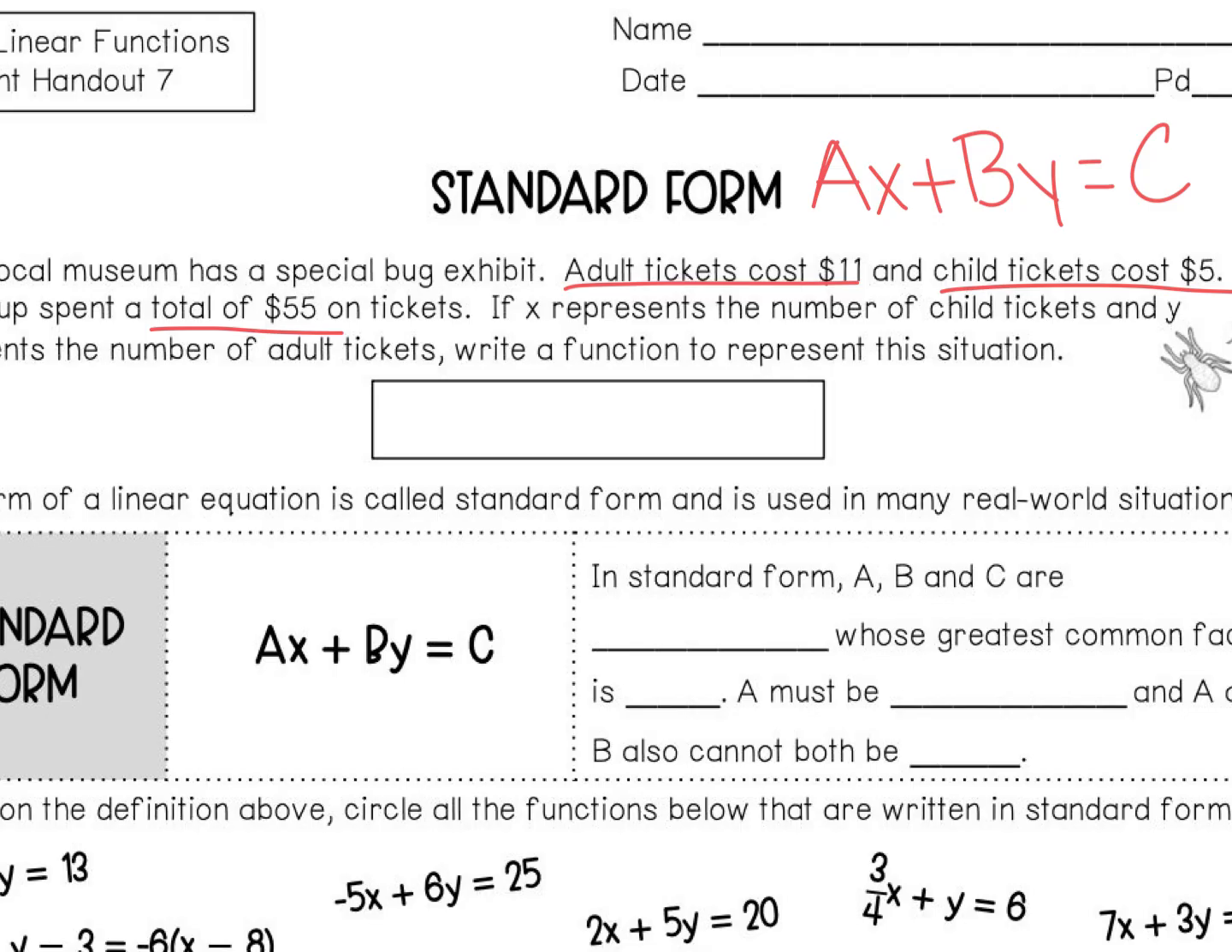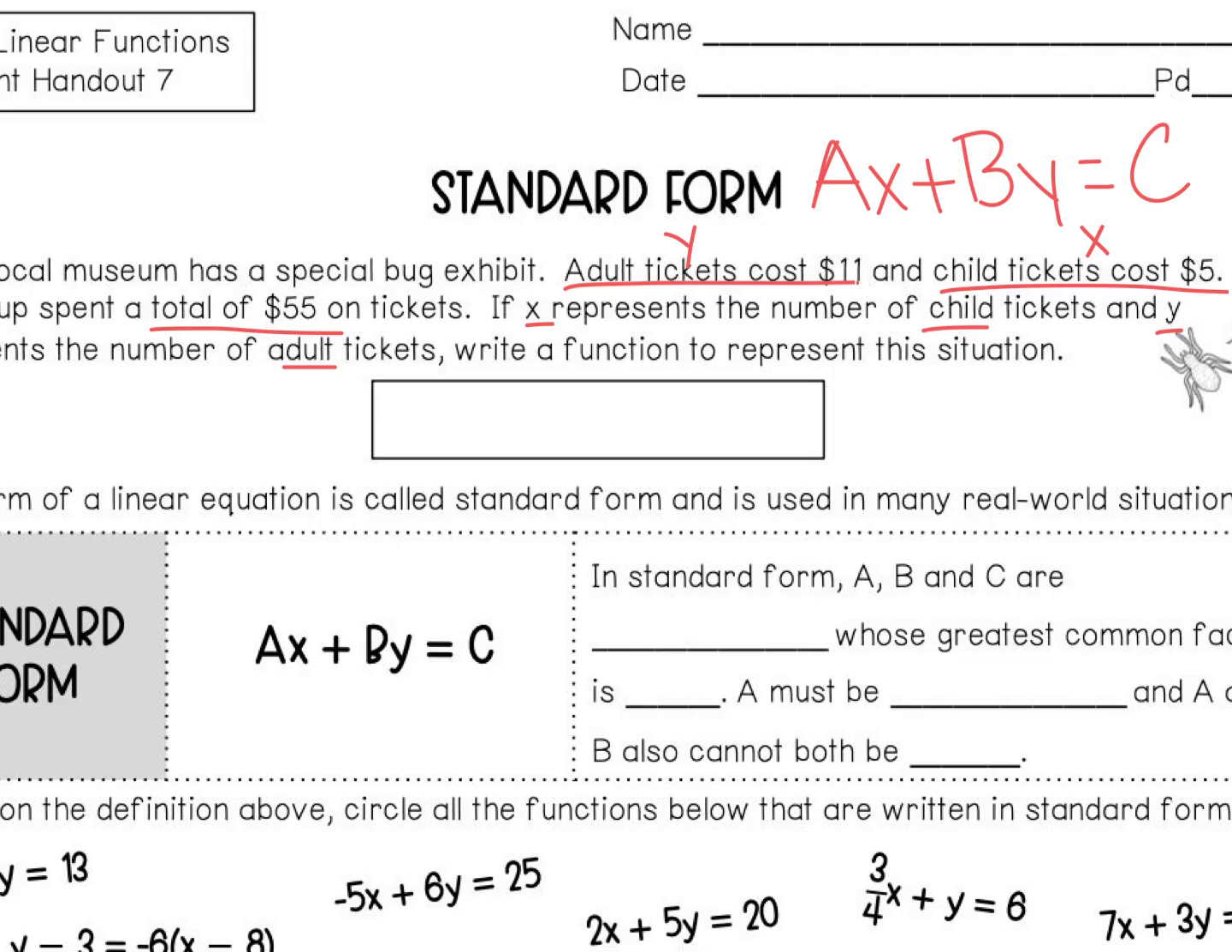X is the number of child. This is important, right? So I'm going to put an X over here. And Y is adults. So I'm going to put a Y here. Because sometimes the way they write this, the first one is not always X. So you really need to pay attention to that labeling that they tell us.